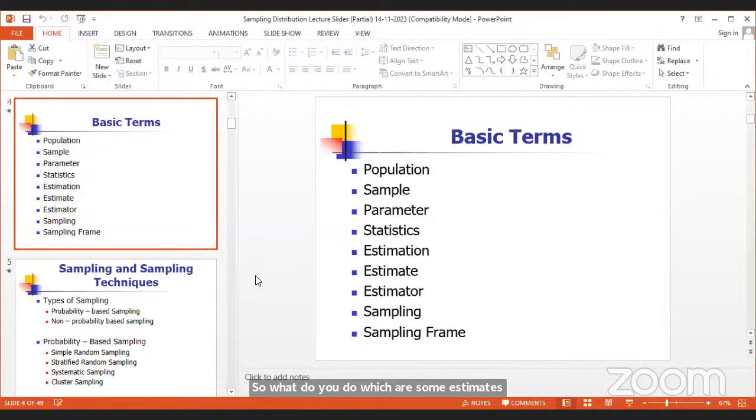And then we defined a parameter. We said a parameter is a function of all the units in the population. As I said, the population mean, the population variance, the population standard deviation, and so on. They are all parameters. Then we defined statistic. We said a statistic is a function of the units in a sample. So you can have sample mean, sample variance, sample standard deviation, and so on.